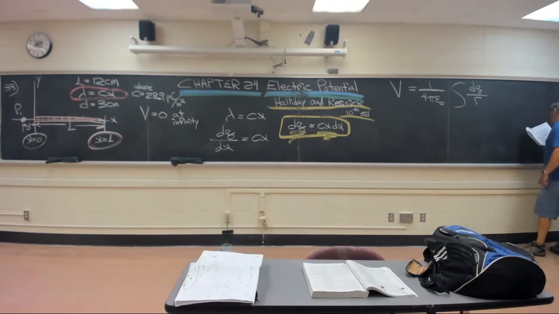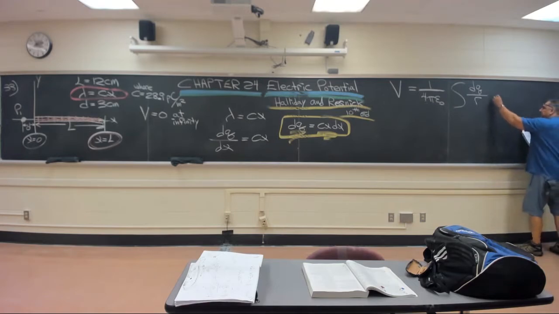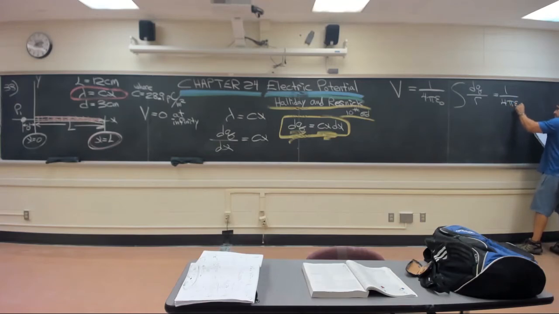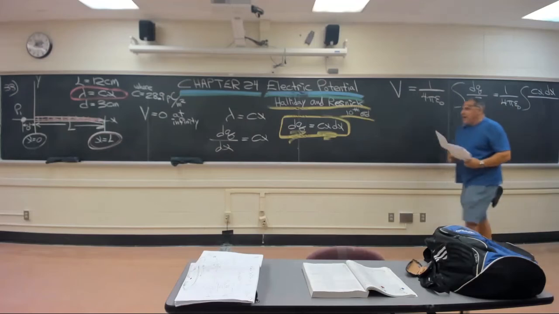What is there to say? Well, there's a good amount to be said. Let's just keep saying it. We got 1 over 4 pi epsilon naught integral. I'll get the right limits of integration when the time comes. dq is Cx dx. Okay, correct. And the r is the distance away.